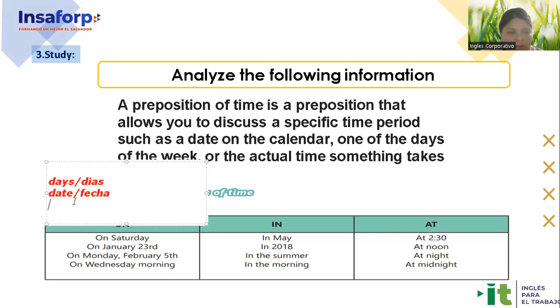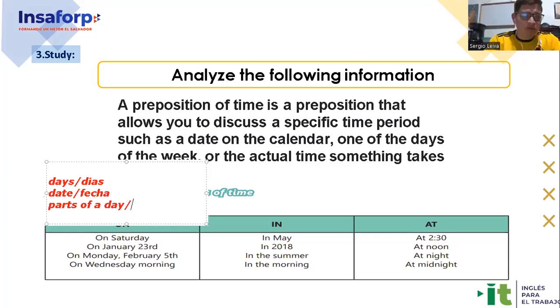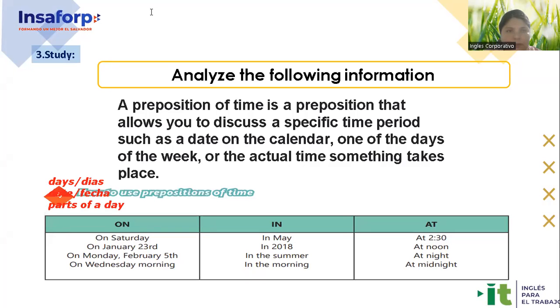On Wednesday morning, y el último que sería parts of a day, partes de un día en específico. ¿Por qué en específico? Ajá, porque estamos diciendo que es el día miércoles en la mañana. Entonces toma una parte del día, puede ser on Wednesday morning, on Wednesday afternoon, on Wednesday evening. Entonces puede ser miércoles en la mañana, la tarde o en la noche, right? Okay. So that's parts of a day. So for a specific part of a day. So there we have three usages.